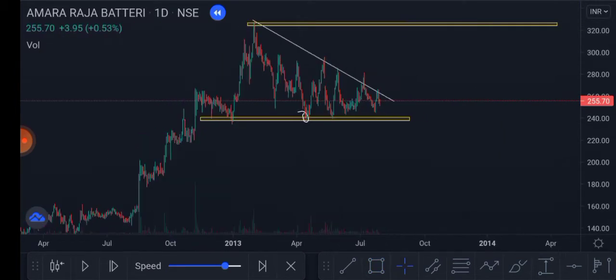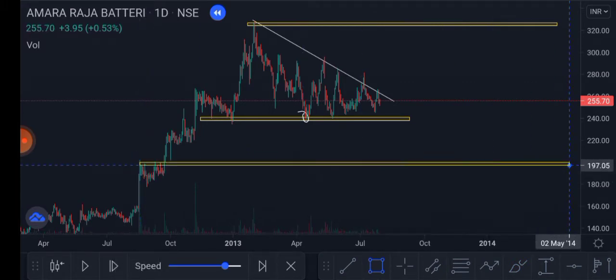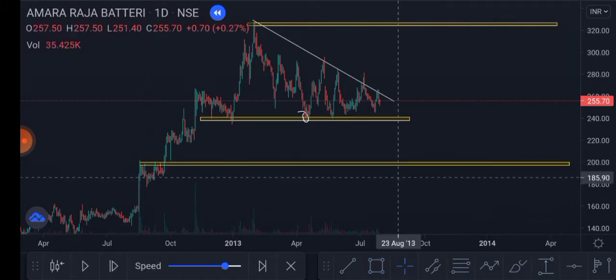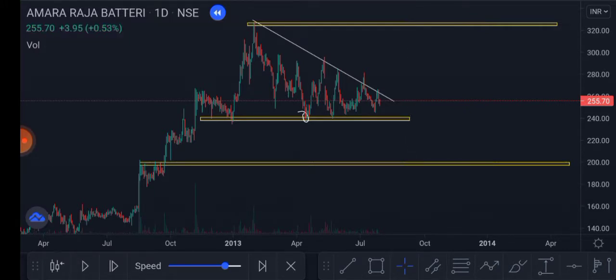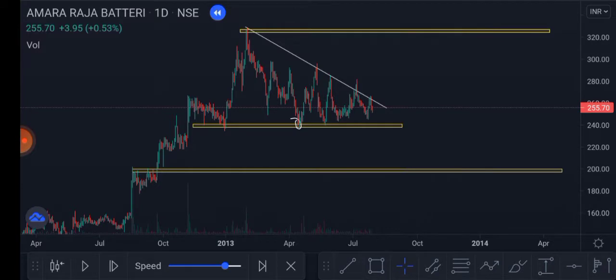Where I'll place my stop loss is below this area, almost this. This will be my area of stop loss. If the stock comes to this area, hits my stop loss and closes below, I'll exit from the trade. I'll start backtesting now.